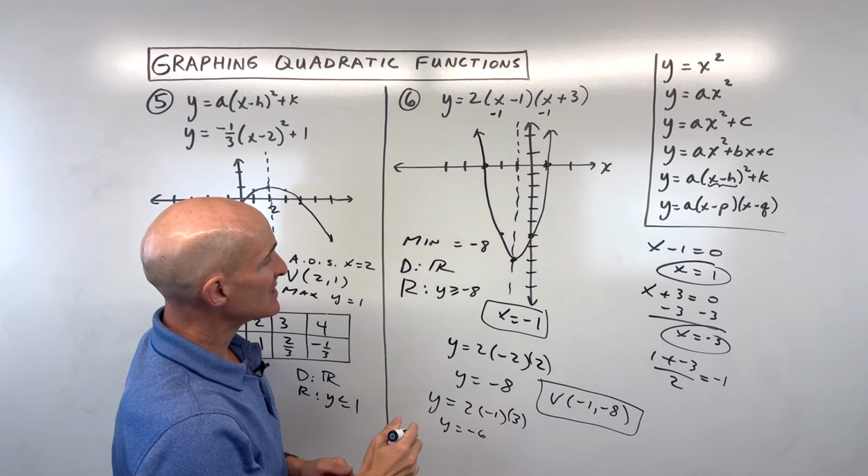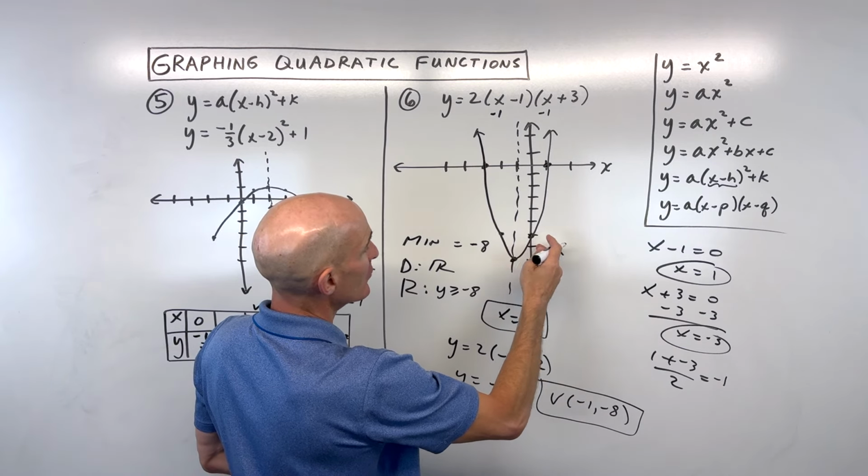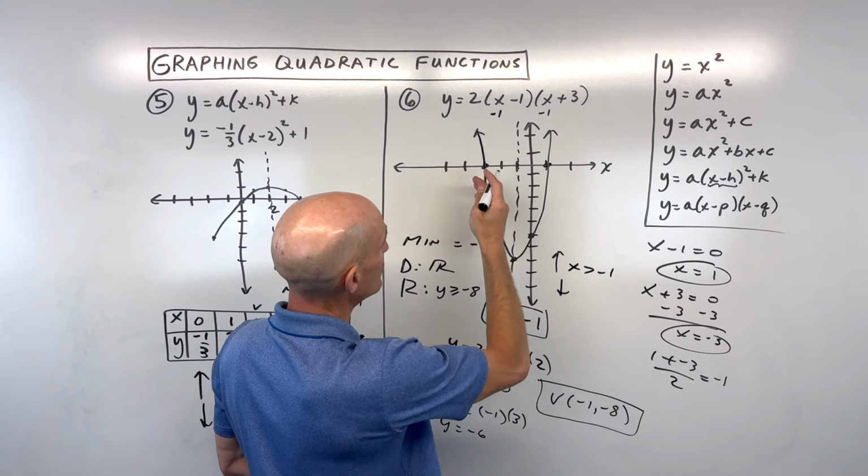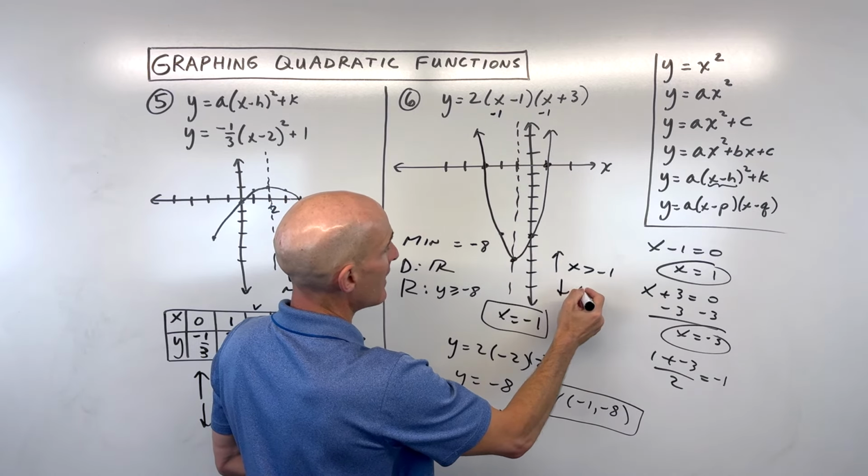And then where is it increasing, decreasing? Increasing when you're to the right of negative 1. So when x is greater than negative 1. Decreasing when x is to the left of negative 1.